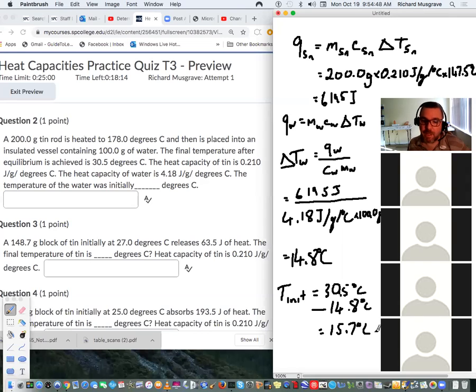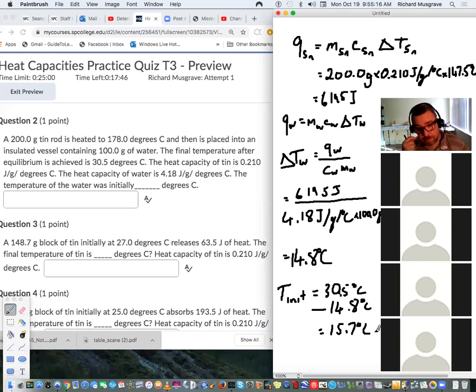Does anybody have any questions about this kind of problem? Hopefully you can see the difference between this one and the one we just did. You could get either one of these problems on the test. You just have to be prepared to be able to do both of them. Does anybody have any questions?